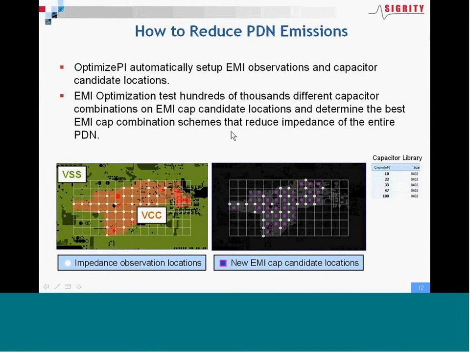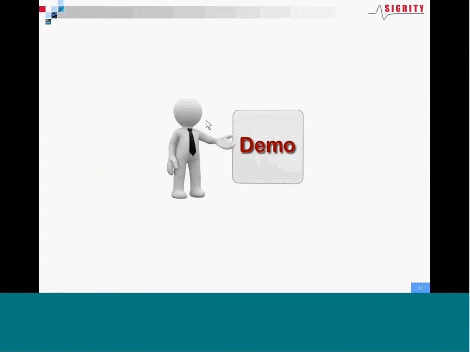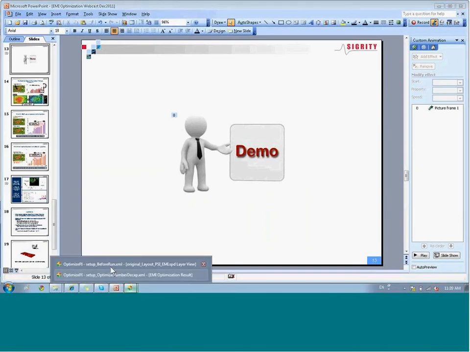And the tool also sets up EMI capacitor candidate locations. These square boxes are the EMI capacitor candidates, which will be in optimization. And we have the capacitor library that during the optimization, the tool will test capacitor values from the library on these capacitor candidate locations. And we will do 100,000 combinations and determine the best EMI capacitor combinations. Now let me go to the demo that shows you the Optimi PI.